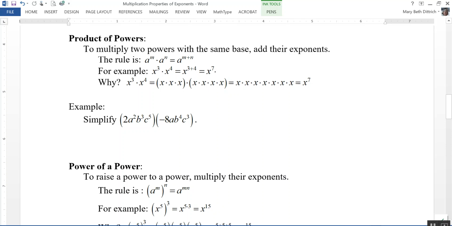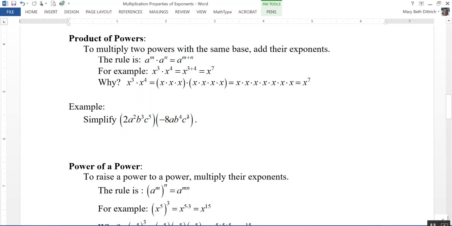Why does this work? Well, x to the 3rd is x times x times x. X to the 4th is x times x times x times x, which gives you 7 x's multiplied, which is x to the 7th. Let's take a look at this example here. So we need to simplify 2a squared b to the 3rd c to the 5th, times negative 8 a b to the 4th power c to the 3rd power.